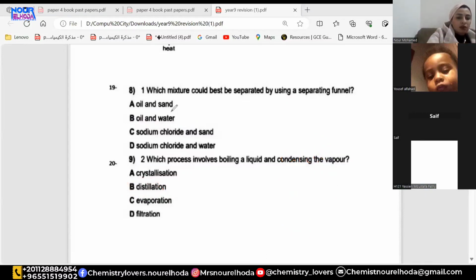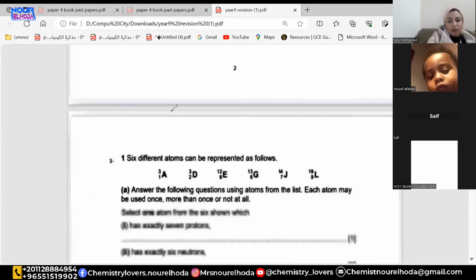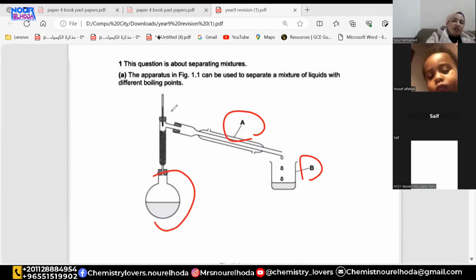Okay, let's continue. We did this, we did this, we did this. Again, this is for chromatography. Again, what's this? This is the condenser. What do we call this? A is a condenser. What is B? B is a beaker. Take care: this is a flask, but this is a beaker. This is for labeling.